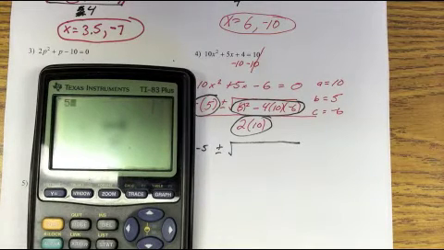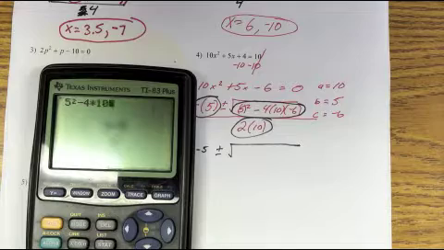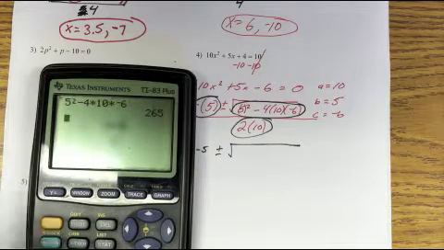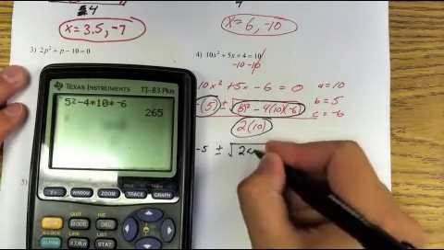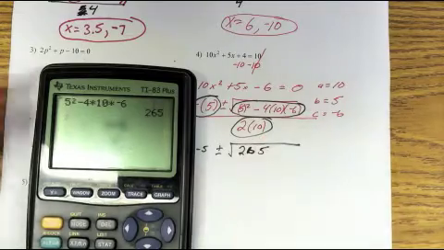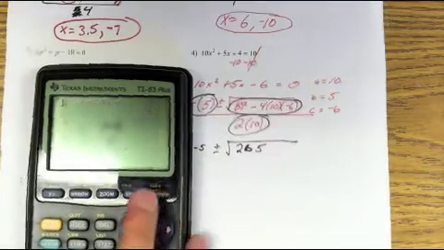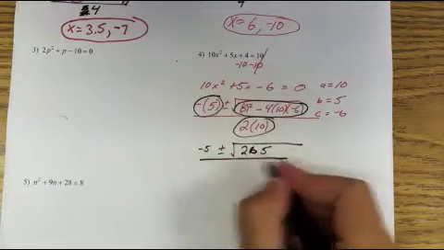Once again, 5 squared minus 4 times 10 times negative 6 gives us 265. Okay, so that's taken care of. And then 2 times 10 is 20.